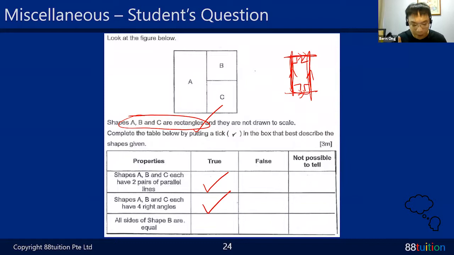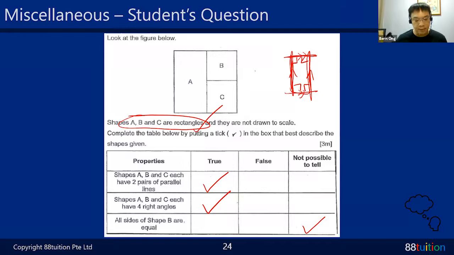But the last one. Look, all sides of B are equal. Is this a square? The question never said. It can be a rectangle. The question never gave that. So how can you say that it's a square? So again, we don't know. We don't know means what? Not possible to tell.